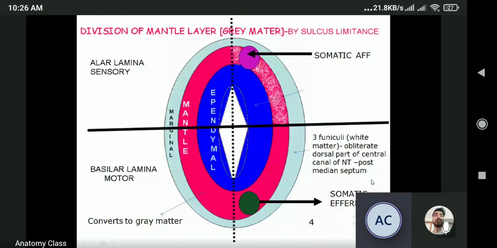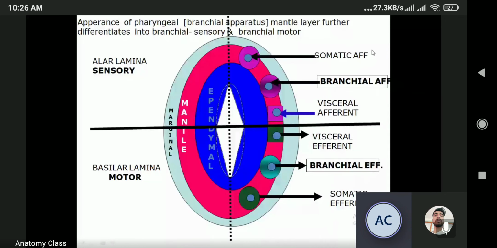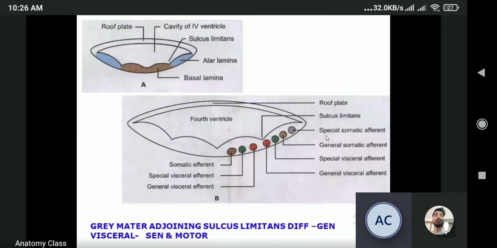First, somatic. And second, you have to see somatic visceral efferent is coming in the alar lamina, and visceral efferent is coming in the basal lamina. And third one is brachial afferent is coming here, and fourth one is brachial efferent is coming here. So in all the alar lamina you can see the afferent, and in all the basal lamina you can see the efferent. So this is the conclusion. You draw this figure and write down all the efferent and afferent nucleus.